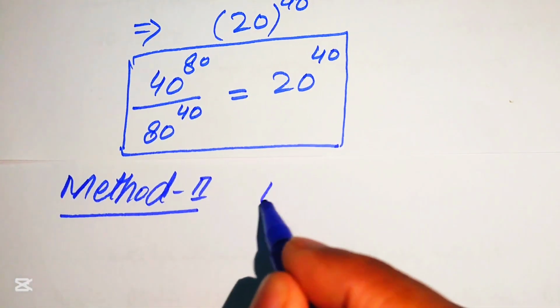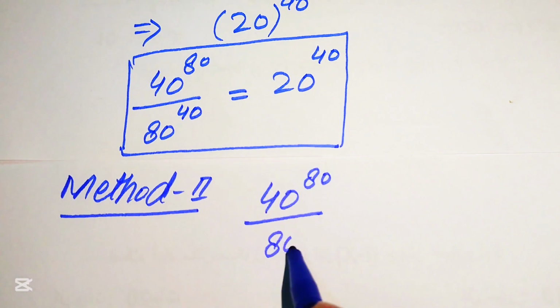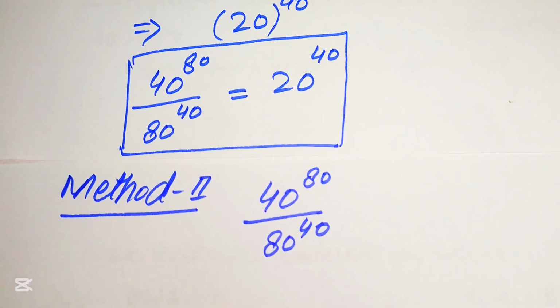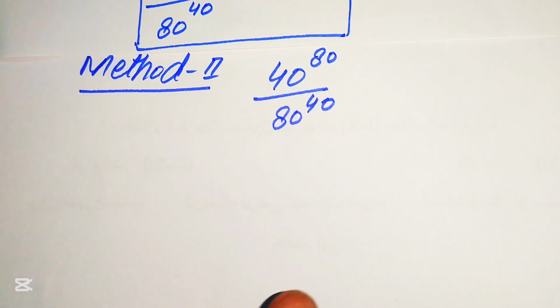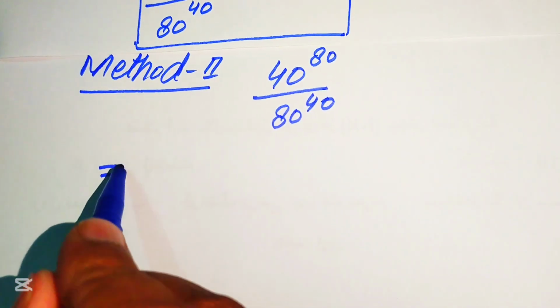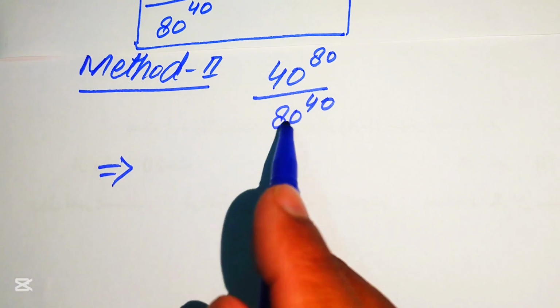So the given question statement is 40 to the power of 80 divided by 80 to the power of 40. This is our question statement, and now we again solve this problem by the second method. In the second method, we need to focus on the denominator base, which is 80.